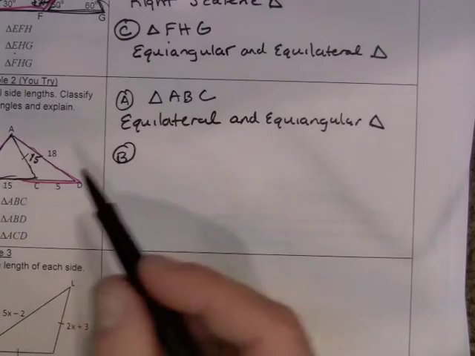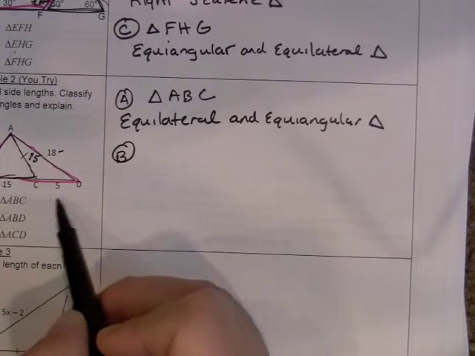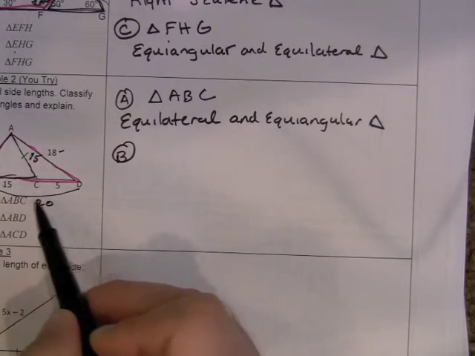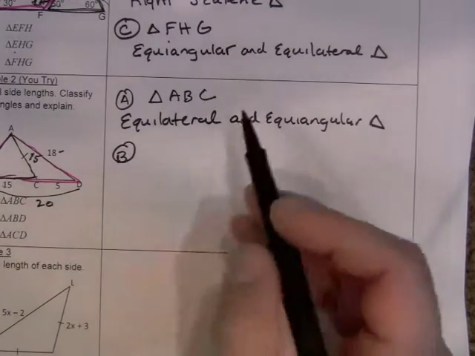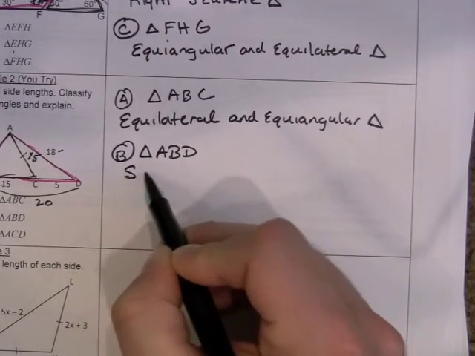In triangle ABD, this is 15, this is 18, and BD, the whole thing here, is 15 plus 5, which is 20. So none of the sides measure the same, and when none of the sides measure the same, it's called scalene. So triangle ABD is a scalene triangle.